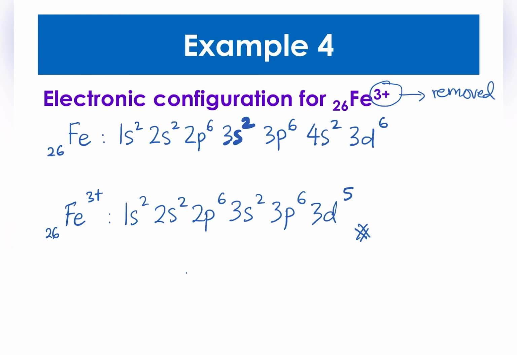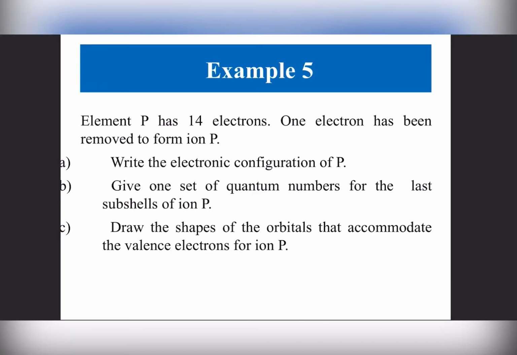Make sure you remember ini special case hanya untuk transition metal sahaja. Kita akan remove daripada 4s dahulu barulah 3D. Tapi bila kita isi elektron, kita masih perlu follow aufbau. Kita isi dalam 4s dahulu barulah 3D. Settle for example 4. And the next one, we are going to continue with the last example, example 5.